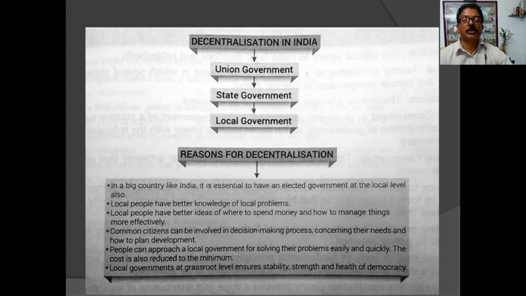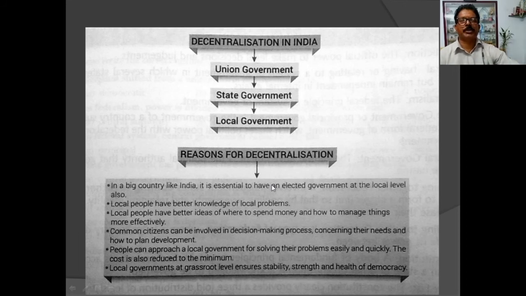Now let us find out what are the reasons for decentralization. Why was there a need for decentralization in India? We have three levels of government: union government, state government, and local government. In a big country like India, it is essential to have an elected government at the local level also. Some of our states, like UP and Madhya Pradesh, are so big that they cannot be easily administered by the state governments. So that is why we decided to go for a three-tier system.